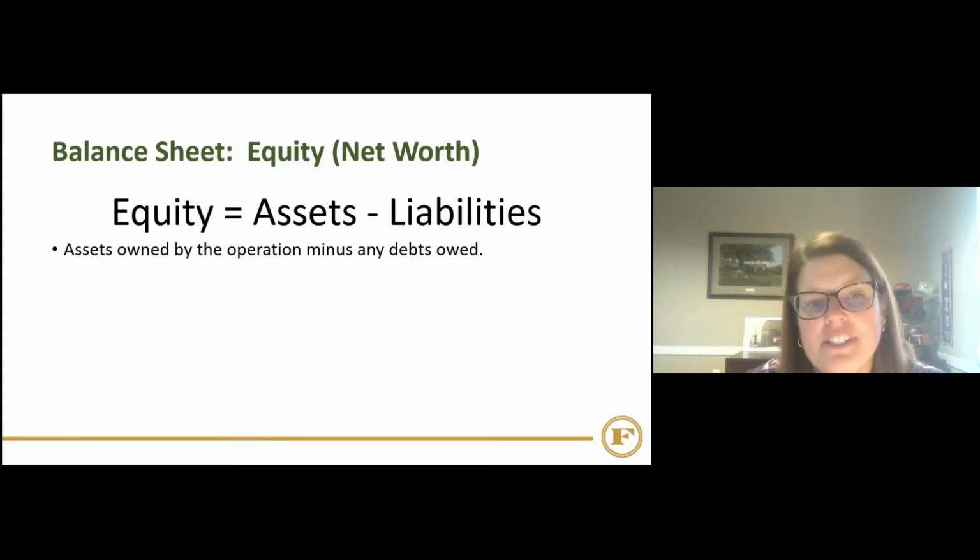Sticking with our new car example, the value of your new car was $20,000. You financed $15,000, which means you have $5,000 equity in the car. You put $5,000 of your own money onto that car, so you already own $5,000 of that car outright. $20,000 value minus $15,000 loan balance equals $5,000 ownership in the car.